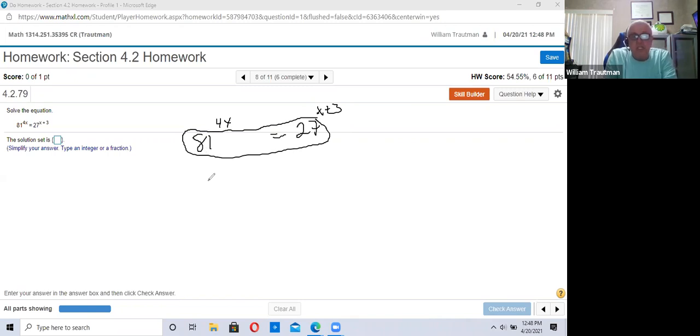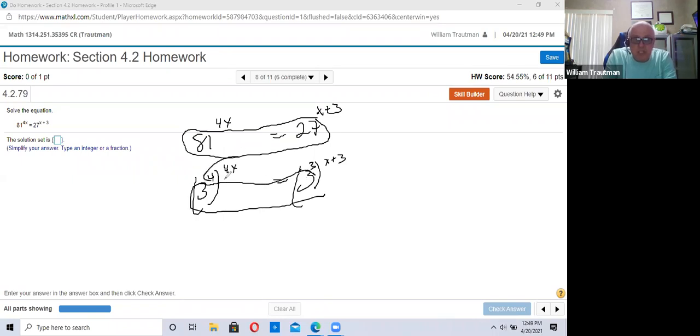Well, you have to realize that 81 is 3 to the 4th power. And then we have a 4x attached to it. 27 is 3 to the 3rd power. And then we have an x plus 3 attached to it. The bases are the same.